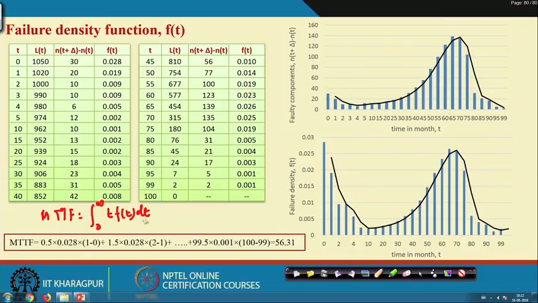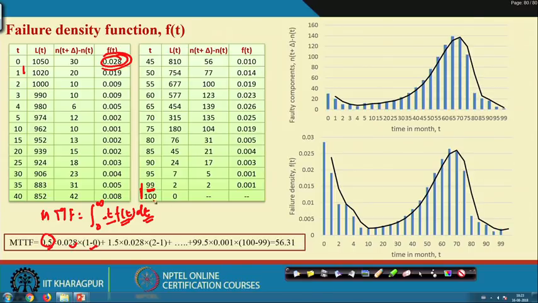First one is our t, the middle value between 0 and 1, suppose the middle value. Then what is the f(t) value? The f(t) value is this point. Then what is the dt value? The time interval delta, here it is 1. So, in between 0 and 1 the time is 0.5, that is our t. Then what is the f(t) value? The f(t) value is 0.02. And what is that interval? 1 minus 0.